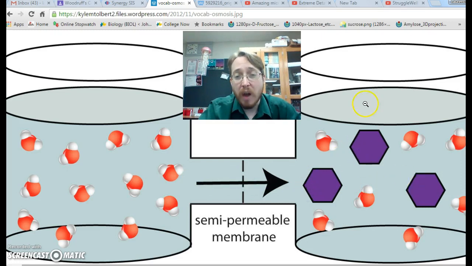The more stuff you have that's not water, the more glucose or protein or lipid or carbohydrate or ions or salt, whatever it is, the more stuff you have, the lower the concentration of water. And so the less stuff you have, the higher the concentration of water. So water is going to move from where there is less stuff, more pure water, to where there is more stuff, less pure water. What does that look like?